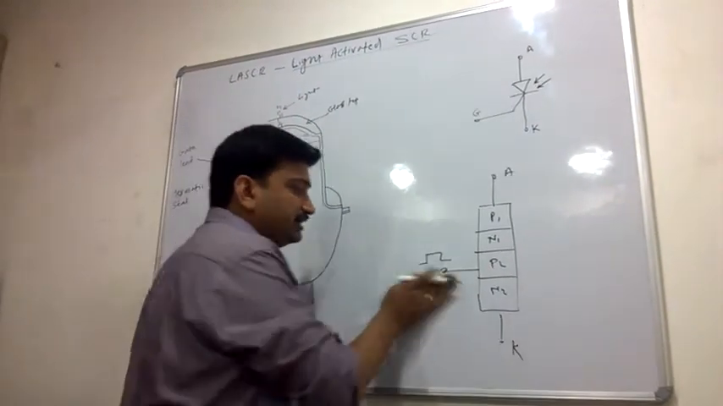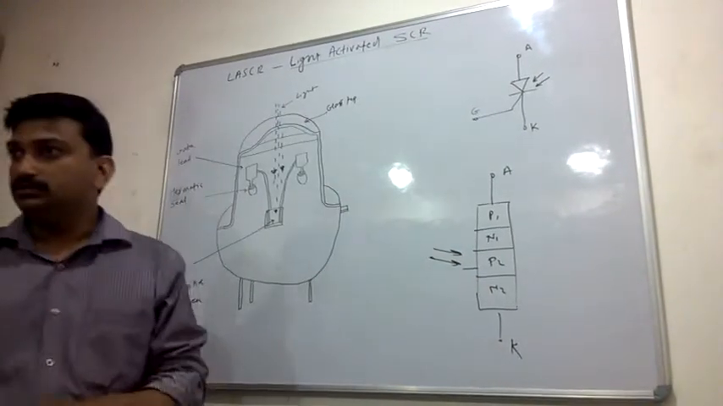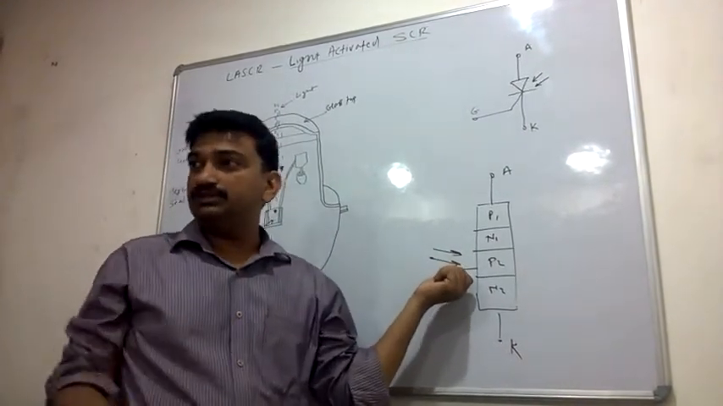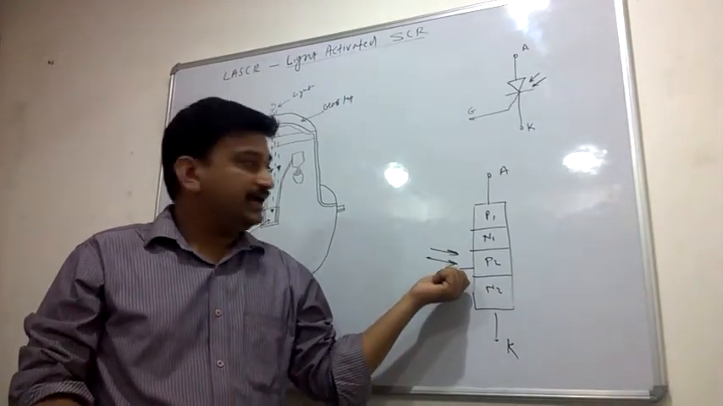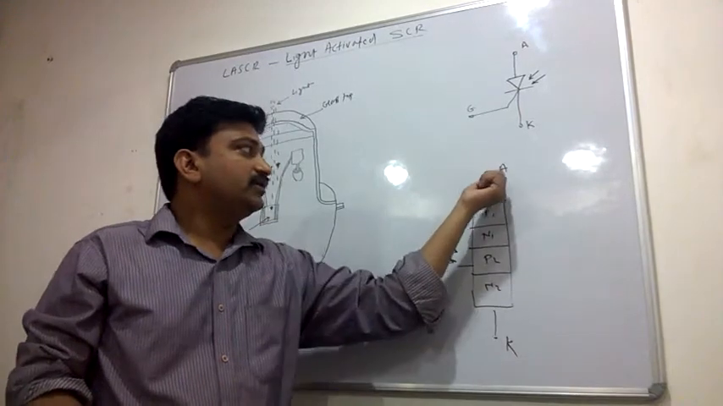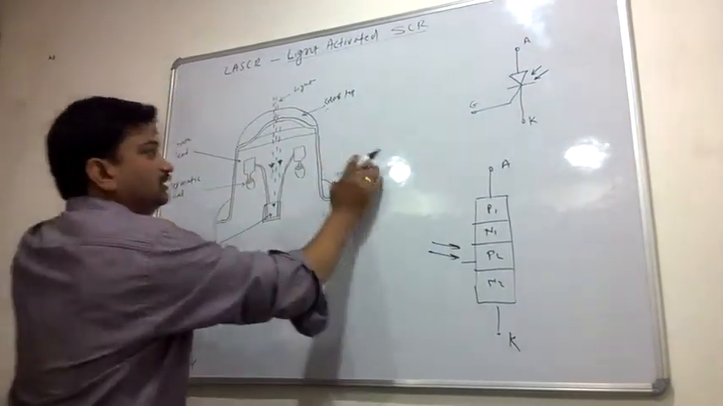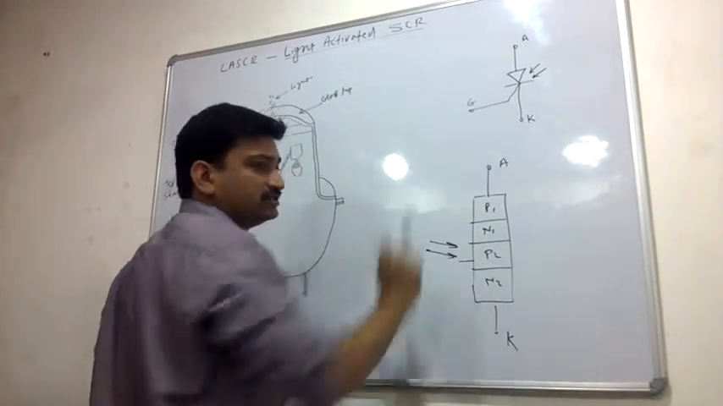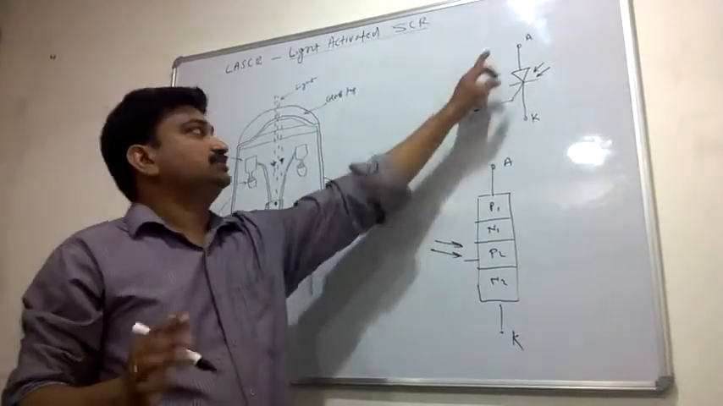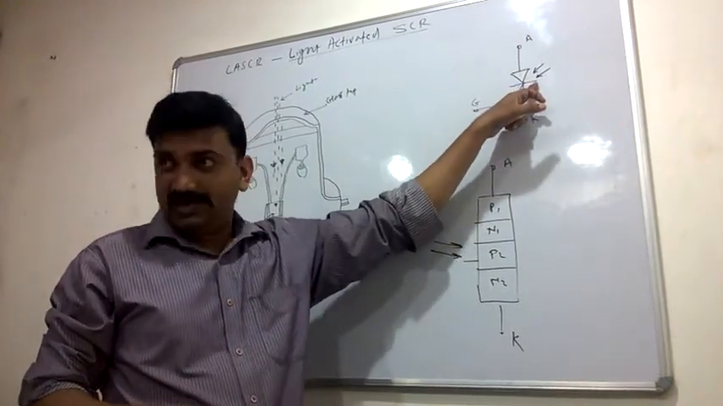Light activated SCR receives the rays or the light, which converts the light energy into the electrical energy, and the trigger is received, and according to that the SCR gets turned on. The symbol is like this: anode, cathode, and gate. Of course there are three terminals. So anode, cathode, gate, and the arrow shows that it is light activated.